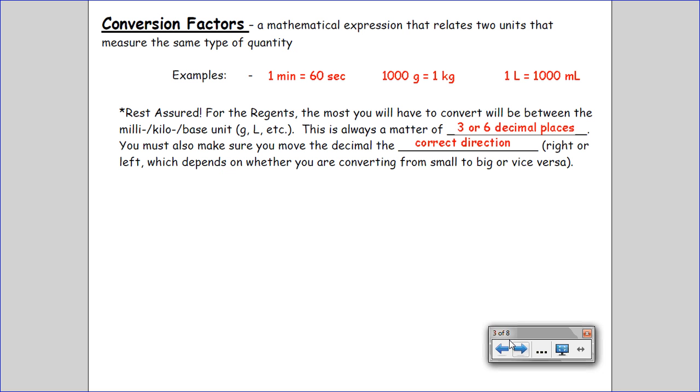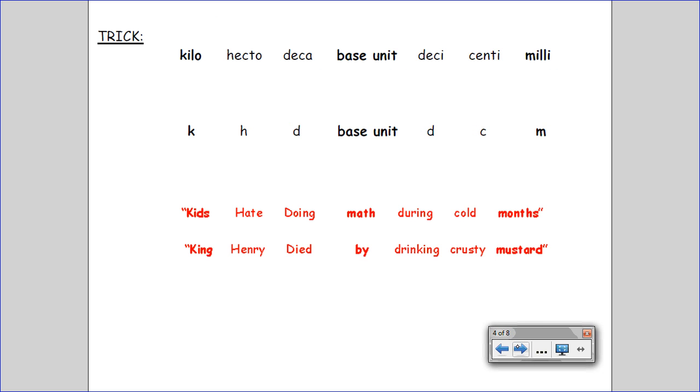But you have to make sure that you move that decimal in the right direction if you're increasing or decreasing your measurement tool. And the following is a great way to do it. Here's a trick. Kilo, hecto, deca, base unit, deci, centi, milli. This system allows you to pick a unit.